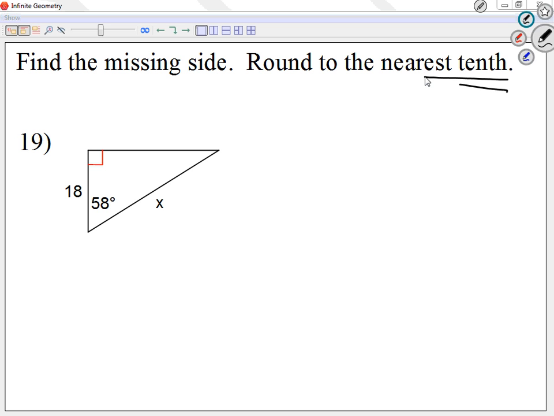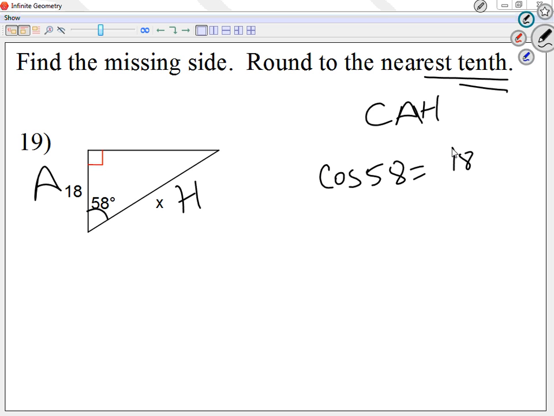So 1 decimal place. We have the hypotenuse. From 58 degrees, we have the adjacent. So from SOHCAHTOA, the one that has an A and H is CAH. That means cosine of 58 degrees is 18 over x. Cosine of 58 and x are going to switch sides because x is at the bottom. So I'm going to have that x is equal to 18 over cosine of 58.